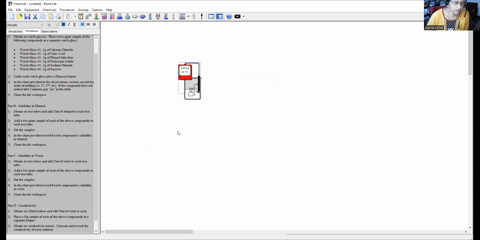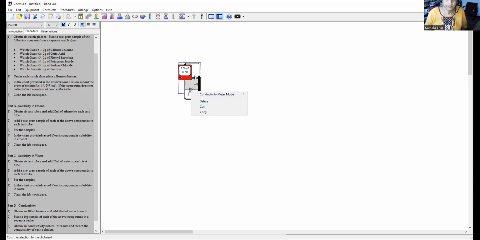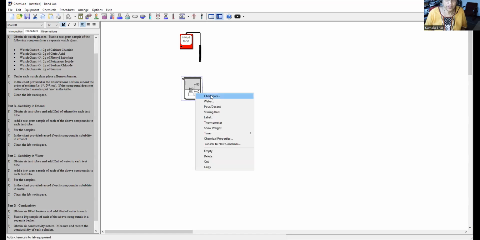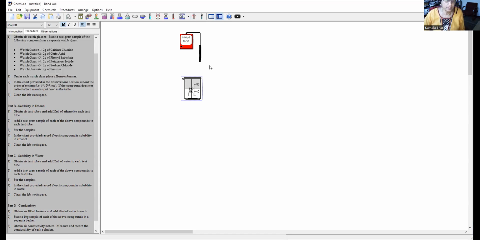Oh, sorry. Okay, I made a mess in this, so I'm going to redo this particular setup because I just added 2 grams, and I can correct that here. And go to chemicals. Since I added 2 grams, I can add an additional 8 grams so as to make it 10 grams, and then I'm going to stir it.